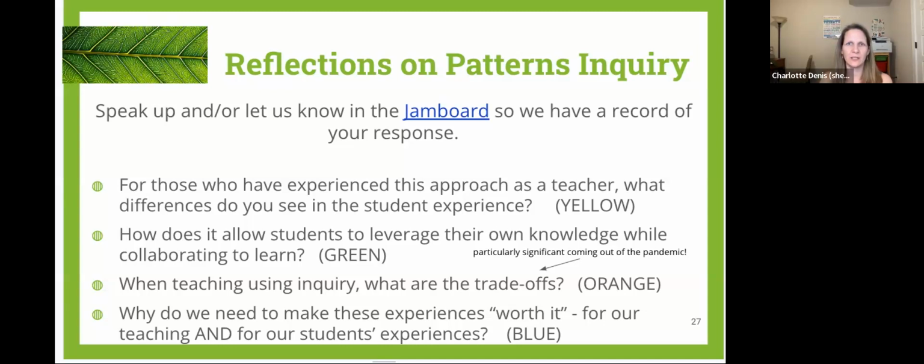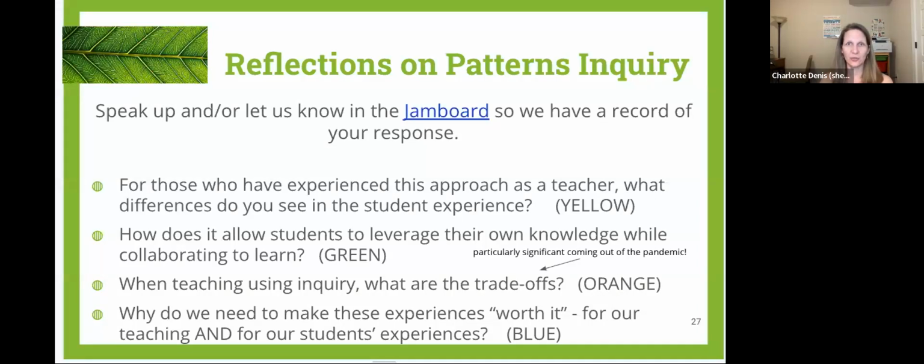At the end of the Jamboard, I've just asked if you can reflect on one of these questions. There are 4 questions. Some of you have experienced this patterns approach to inquiry as a teacher already. I'm curious to know what differences you see in student experience pre-patterns inquiry and post-patterns inquiry. What shifts have you noticed? If you answer that question, put it in a yellow sticky. If you would prefer, you can answer the question, how does this approach allow students to leverage their own knowledge while they're collaborating? That could be on a green sticky.